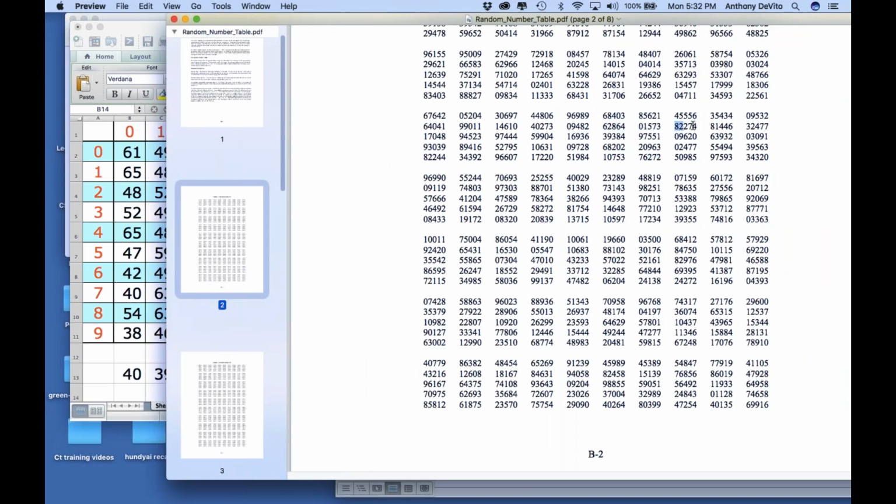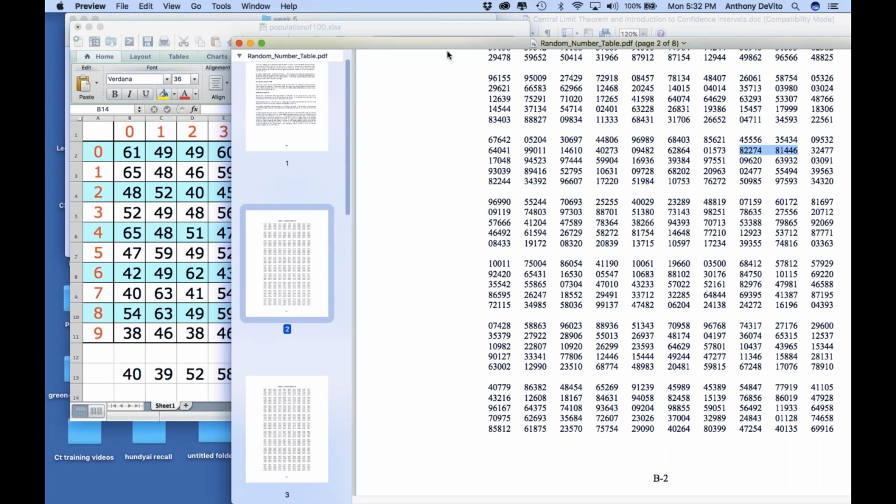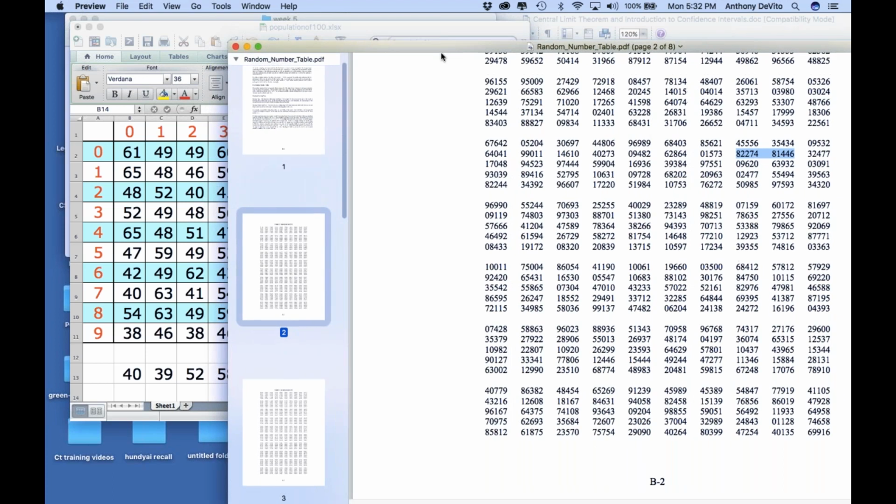First digit's the row, second digit is the column. You can actually do it the other way around if you want, right? Because it's random, it doesn't matter which way you do it, really, as long as you're consistent. You don't do anything to favor one way or the other. 82, 27.